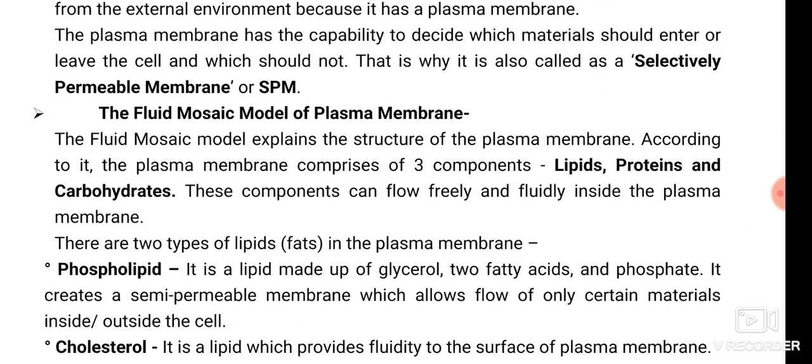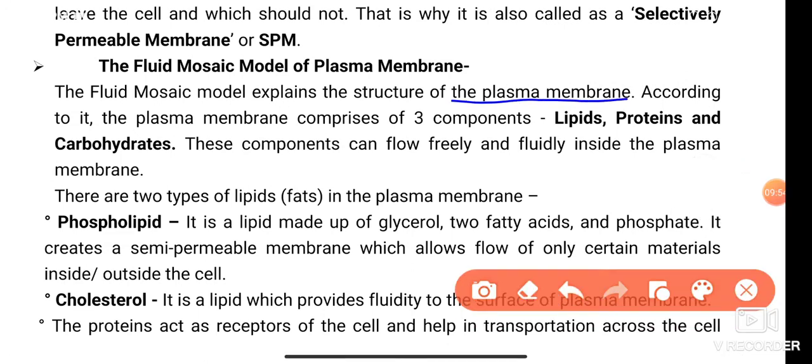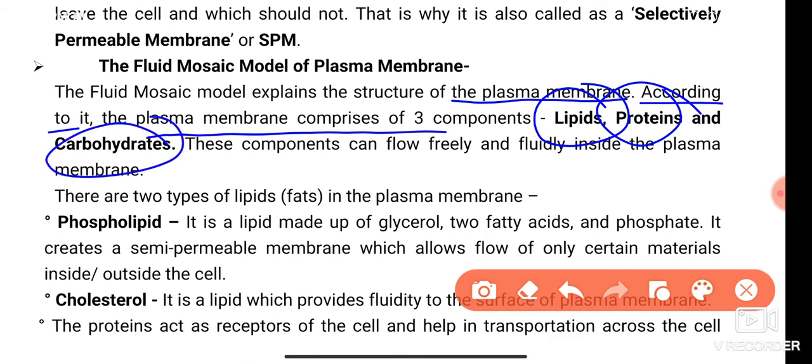Now we discuss the fluid mosaic model of plasma membrane. It is a microscopic model which tells about how the plasma membrane structure is made up. The fluid mosaic model explains the structure of plasma membrane. According to it, the plasma membrane comprises three components: lipids, proteins and carbohydrates. These components can flow freely and fluidly inside the plasma membrane.